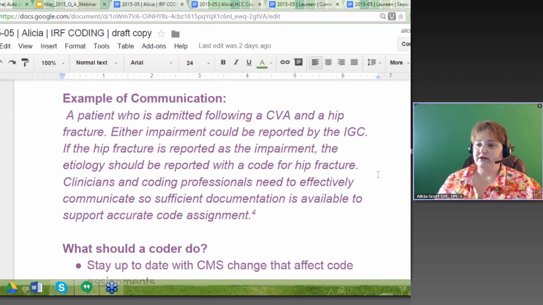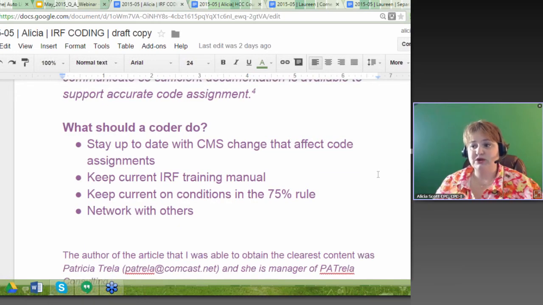What should a coder do? Well, here are a few things to keep in mind. Stay up to date with the CMS changes that affect the code assignments. That means be on top of ICD-9 and ICD-10. Keep a current IRF training manual. So when all the new stuff comes out, you always want to have the new manual. Keep current on conditions in the 75% rule, and network with others. Again, that is across the board. Any type of coding that you do, you want to have a network in place so that you can assist each other.